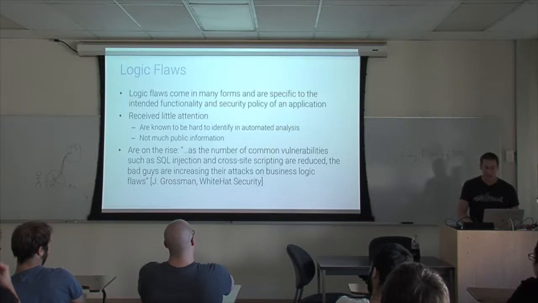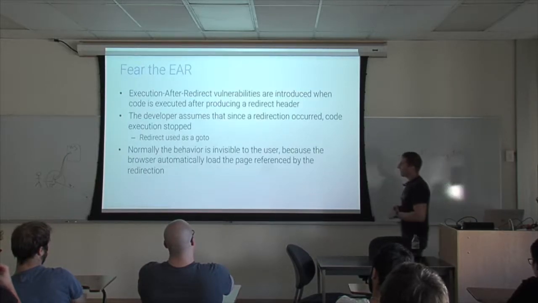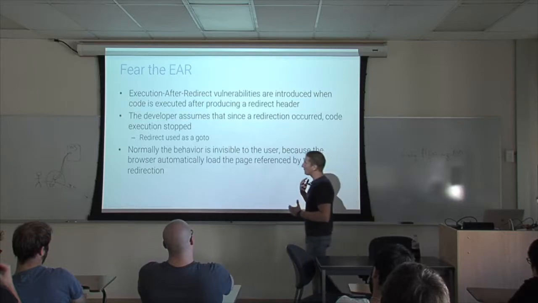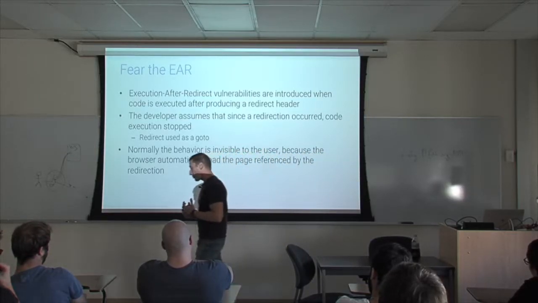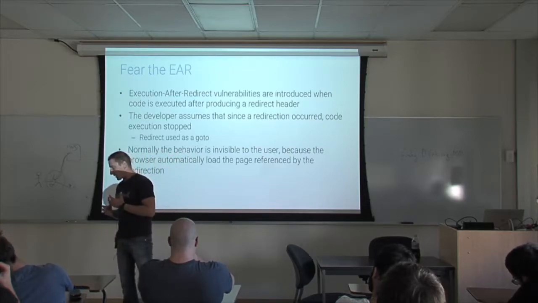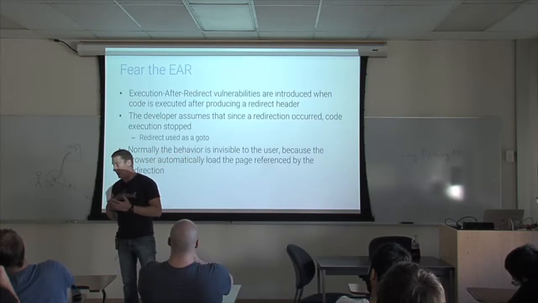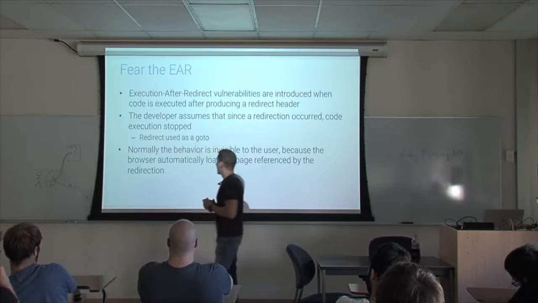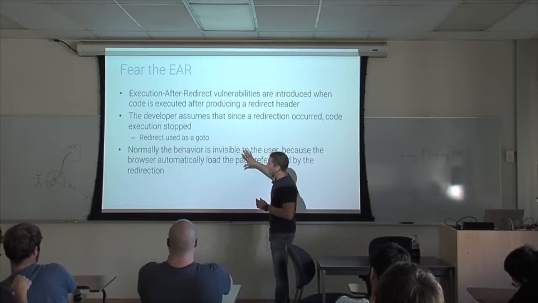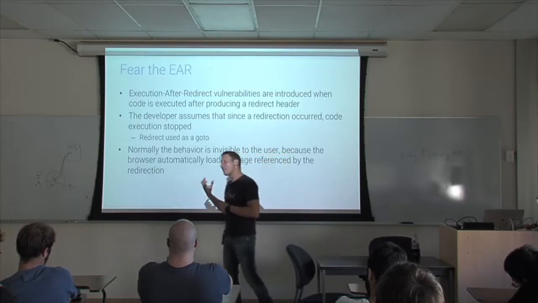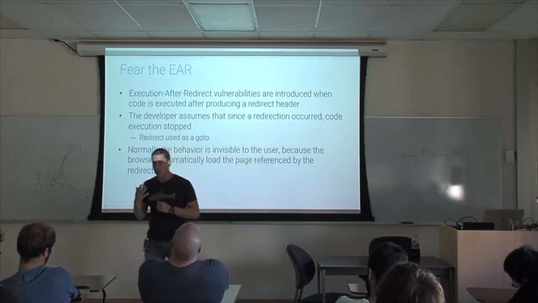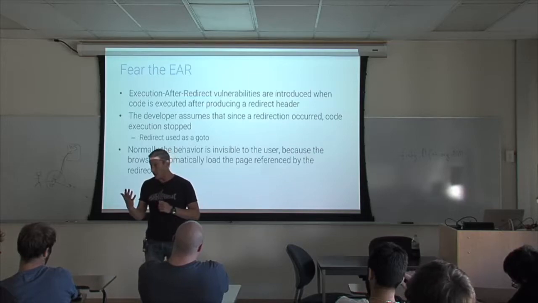Another interesting example is almost like a logic flaw, but in this case it is actually pretty easy to automate the detection. It's based on the concept of redirection. This is a very web-specific thing. If you have redirection, your browser is automatically redirected.